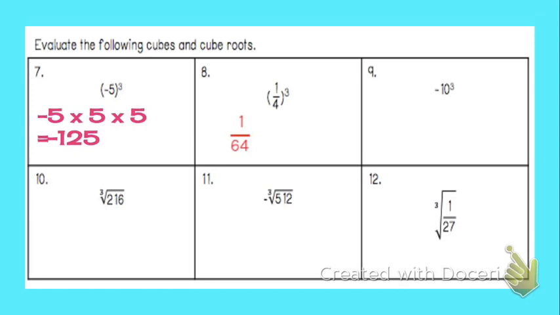Number 9, negative 10 cubed. So we're going to say negative 10 times negative 10 times negative 10. And that's going to give us negative 1,000.